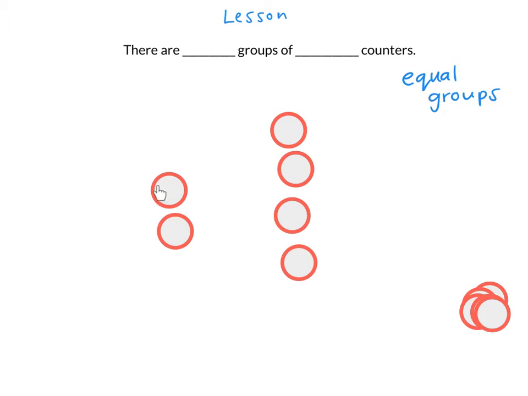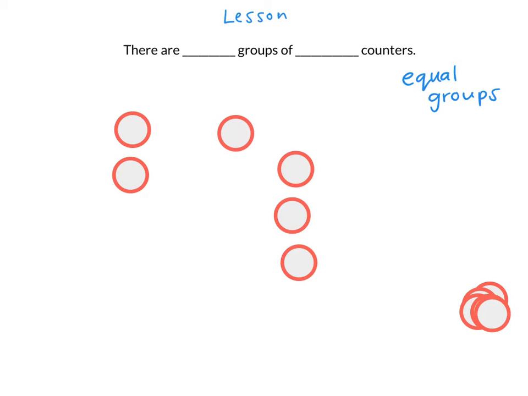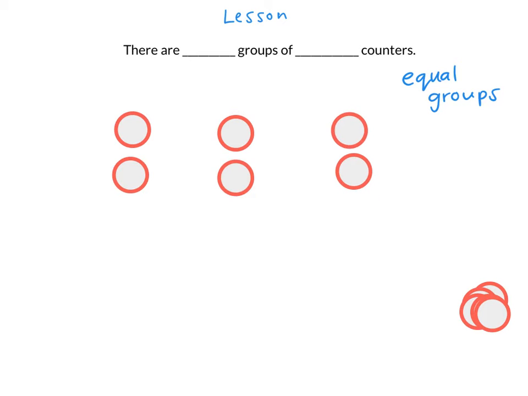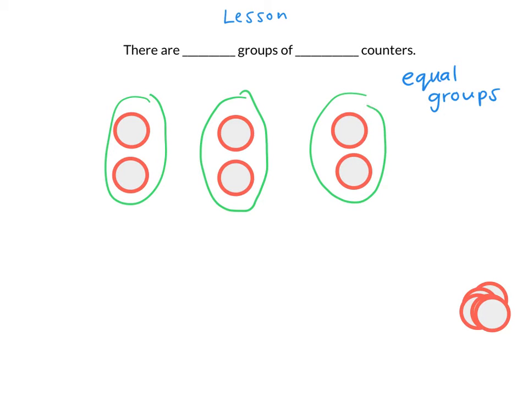Maybe I would do, I like the idea of having the 2. So that would mean I'd need another group with 2. And then I would need another group with 2. So would these be equal groups? Yes, because I have 2 right here. I have another group of 2 here. It's the same amount. And I have another one. So how many groups do I have? Well, I have 1 group, 2, 3. There are 3 groups of 2 counters each.